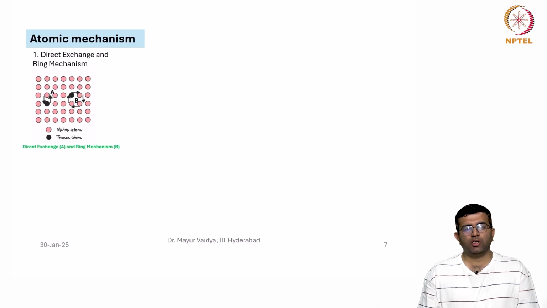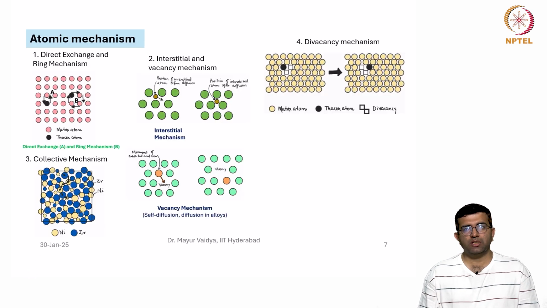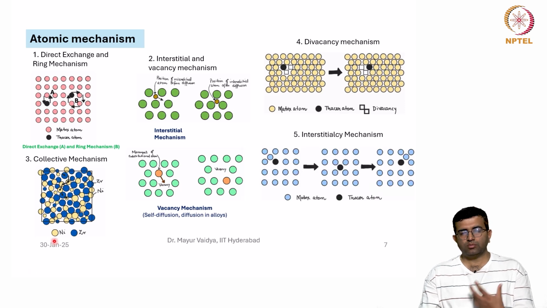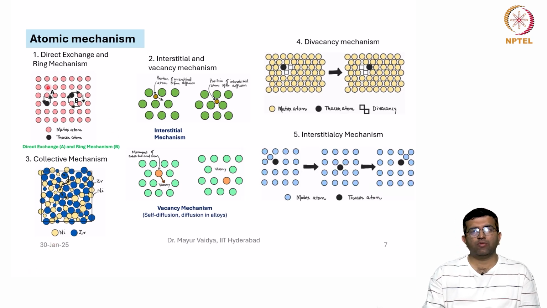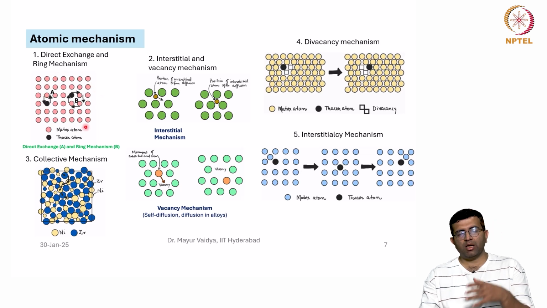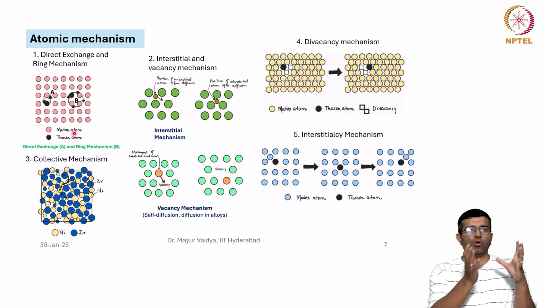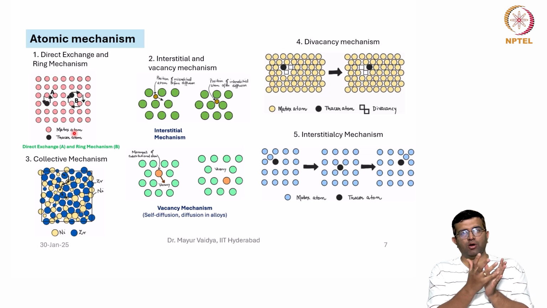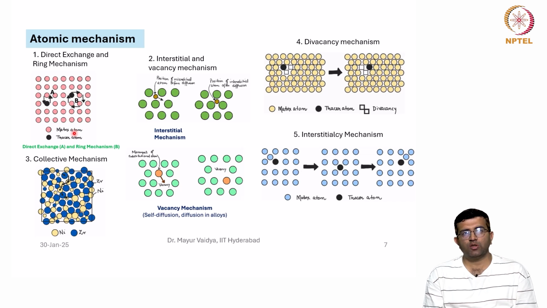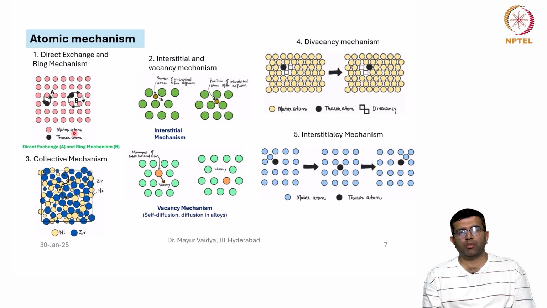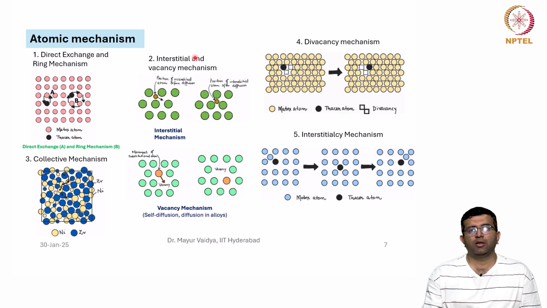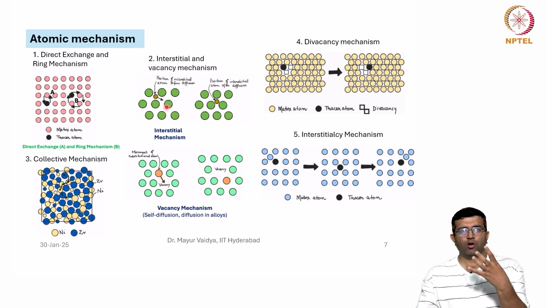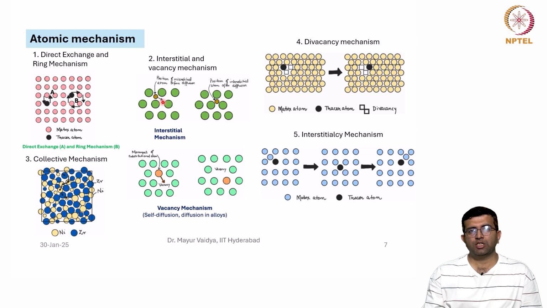Then we talked about several diffusion mechanisms that exist in different types of solids. The direct exchange and ring mechanisms have historical importance, from before the Kirkendall effect, when people thought that defects do not play a role in atomic mechanisms. Then we talked about the interstitial mechanism. If the solute is very small and occupies the interstitials in the lattice, then it can jump to another interstitial, and we saw that this is the interstitial mechanism.